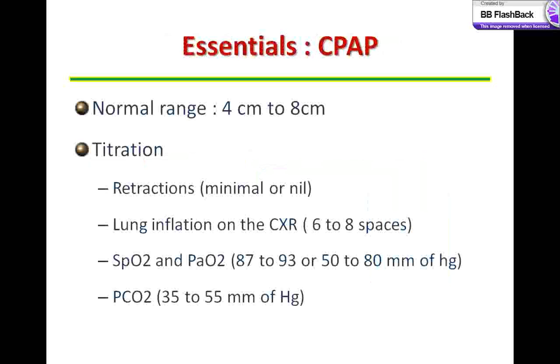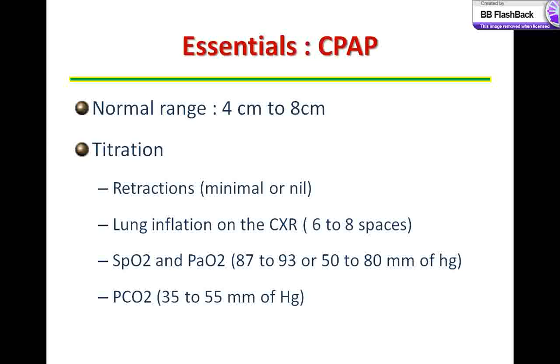The normal range of pressure which we give for a baby on CPAP varies from 4 to 8 centimeters of water. Chest recessions, lung inflation on the X-ray, oxygenation as judged from the saturations and PaO2s would help us in titrating the pressures which we give for the patient.